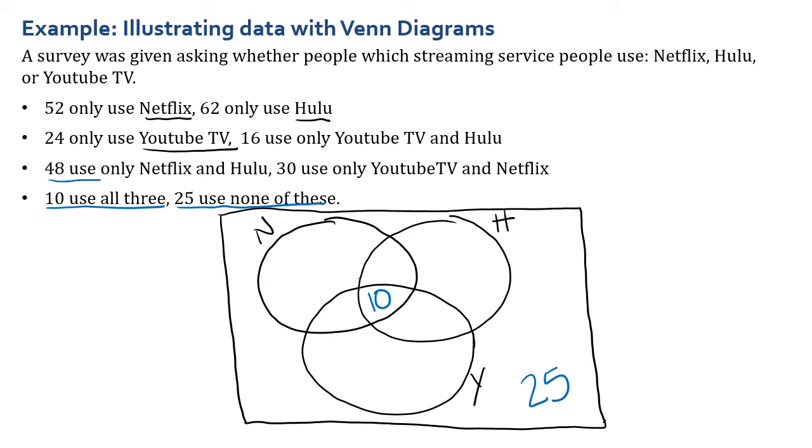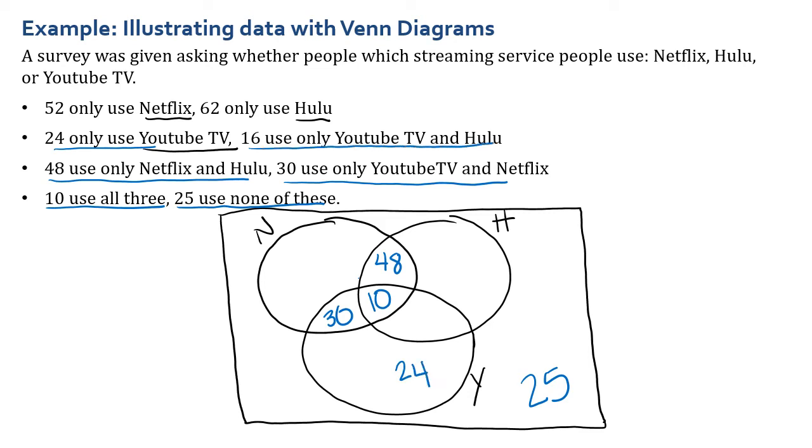Here, 48 use only Netflix and Hulu. So that means this part right here where just the Netflix and Hulu circles overlap is 48. 30 use only YouTube TV and Netflix. So that's going to be right here for 30. And then we've got 24 only use YouTube TV.